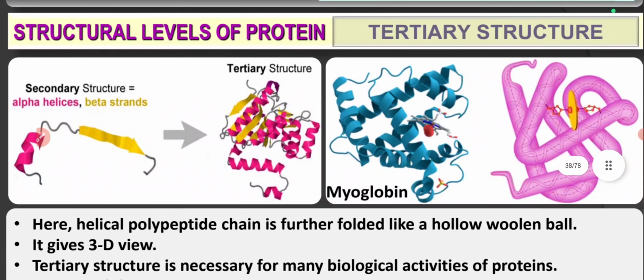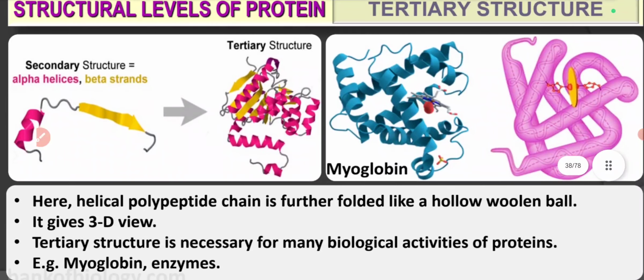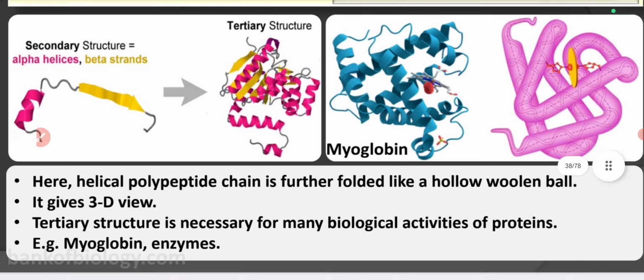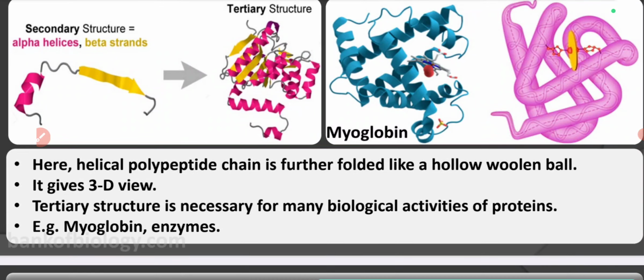Now tertiary structure. As you can see, alpha helix and beta strand both form tertiary structure. Myoglobin is one example. Here the helical polypeptide chain is further folded like a hollow woolen ball. It gives a 3D view. Tertiary structure is necessary for many biological activities of proteins, example myoglobin, enzymes, etc.